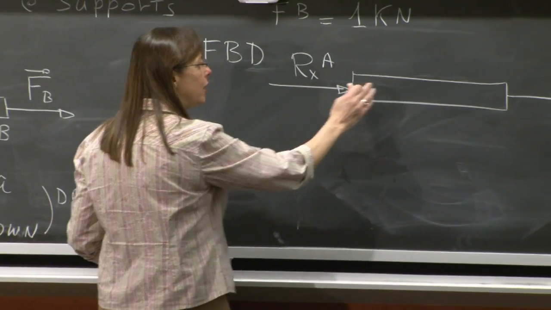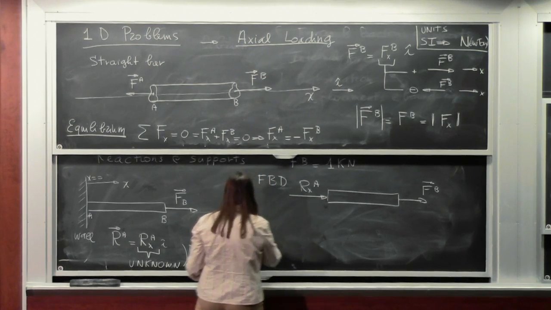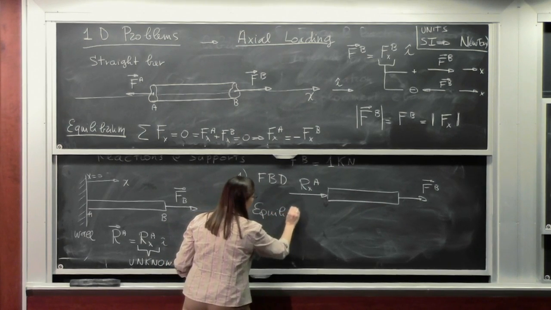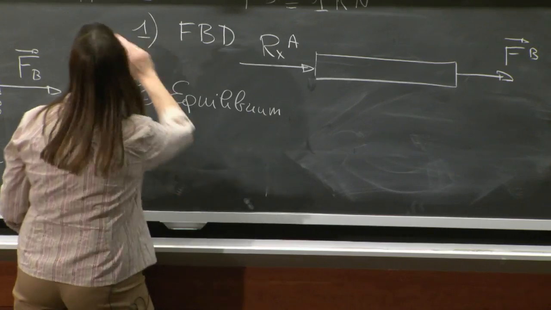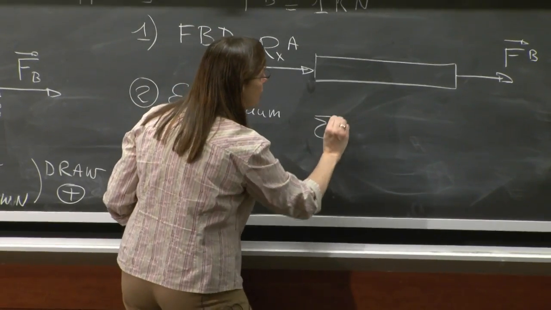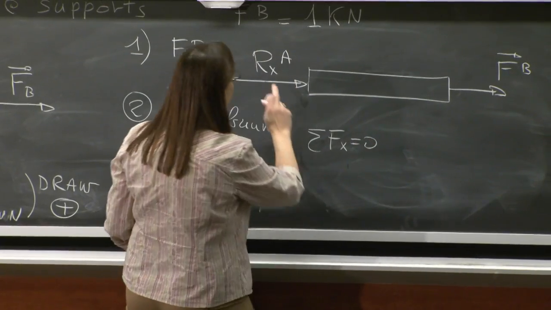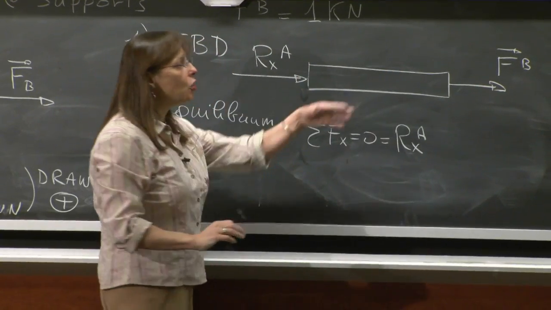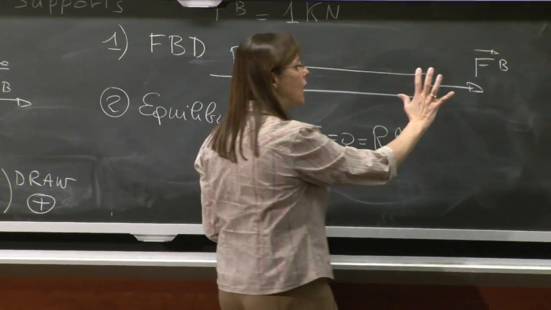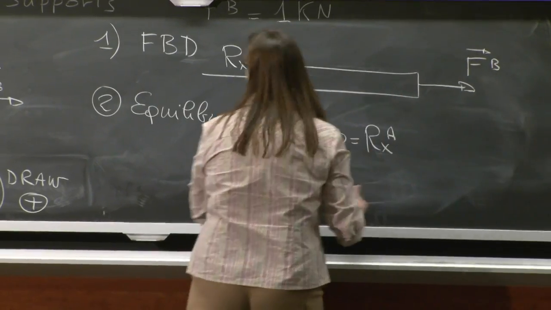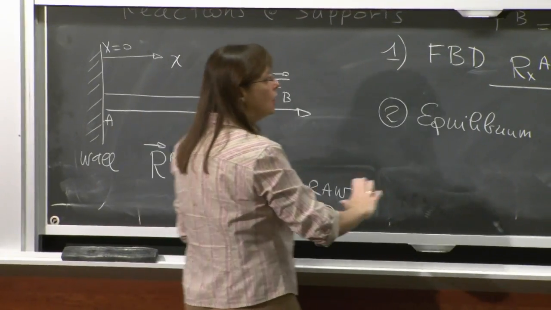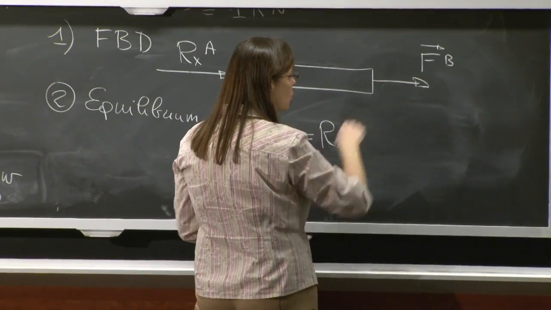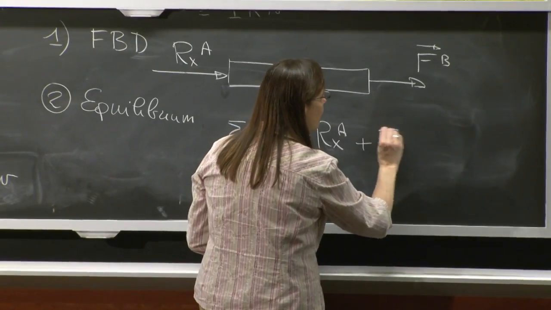So you do your free body diagram. This is your unknown. You drew it positive. And then the second step that you do, you impose equilibrium. So we do the same thing. We say the sum of the forces in x is equal to 0, and that's equal to RXA. And now you look at the forces. If I take this force and I project it along the x-axis, will I get plus the magnitude or minus the magnitude? This goes with x, so it's going to be plus FB.